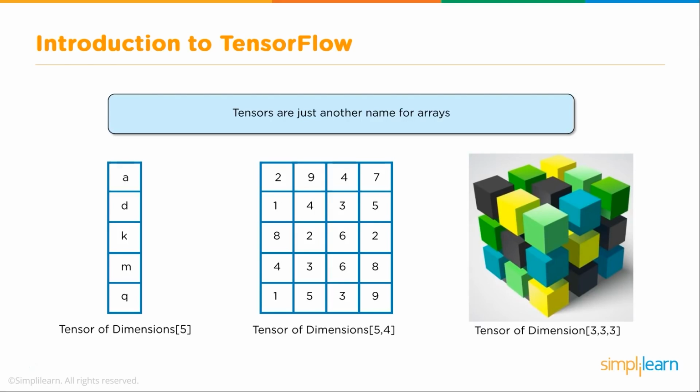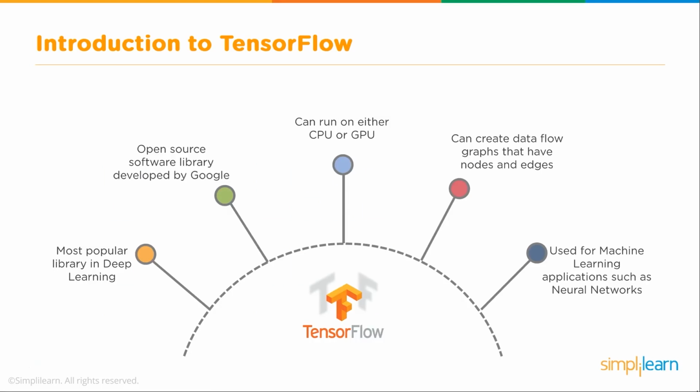This is where the term TensorFlow comes from. Right now, TensorFlow is the most popular library in deep learning. And I did mention Keras now works with TensorFlow, so there's a lot of stuff you can do between the two. It's an open source software library developed by Google.